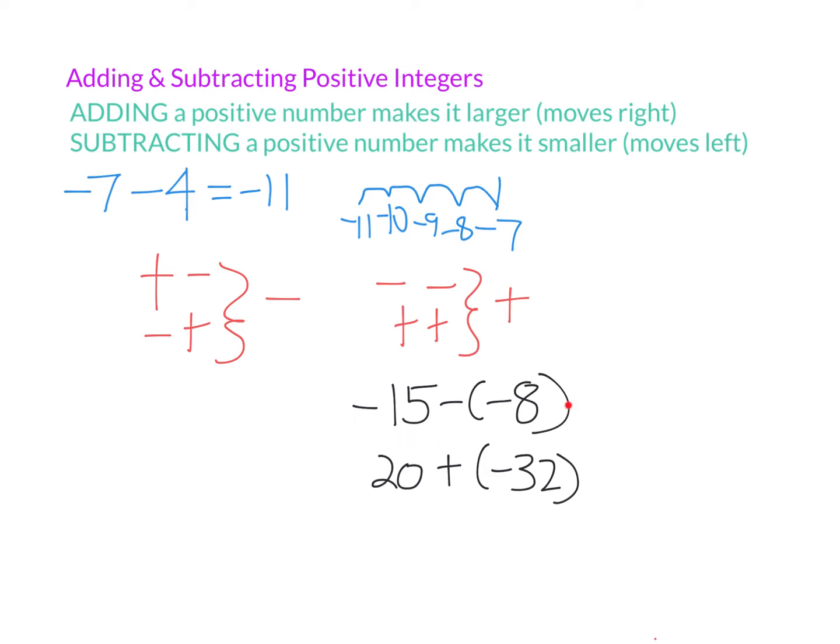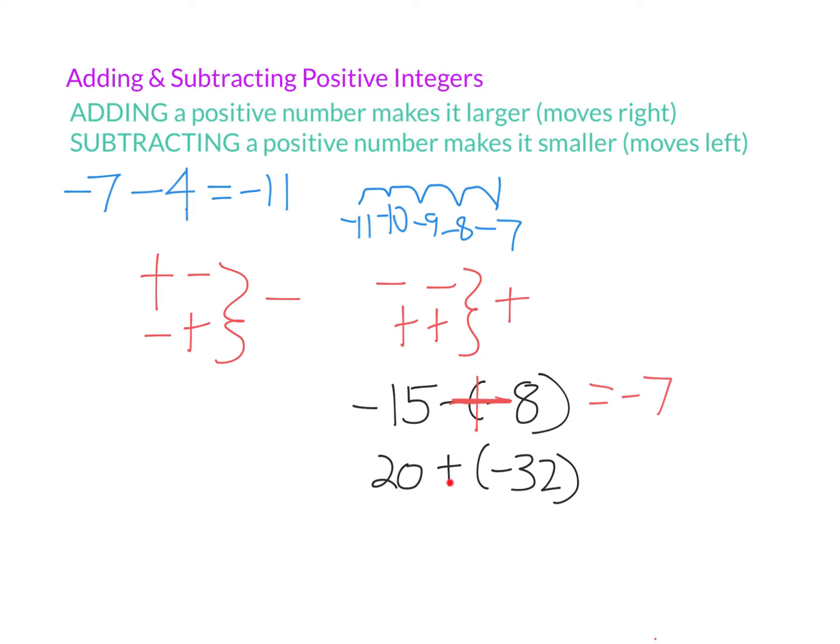So let's say I have negative 15 subtract negative 8. Well, what I have here are two minuses next to each other. Two minus signs next to each other make a plus. So this is actually negative 15 plus 8, which is negative 7. So we've turned this into adding a positive number, so my answer should be larger than what I started with.